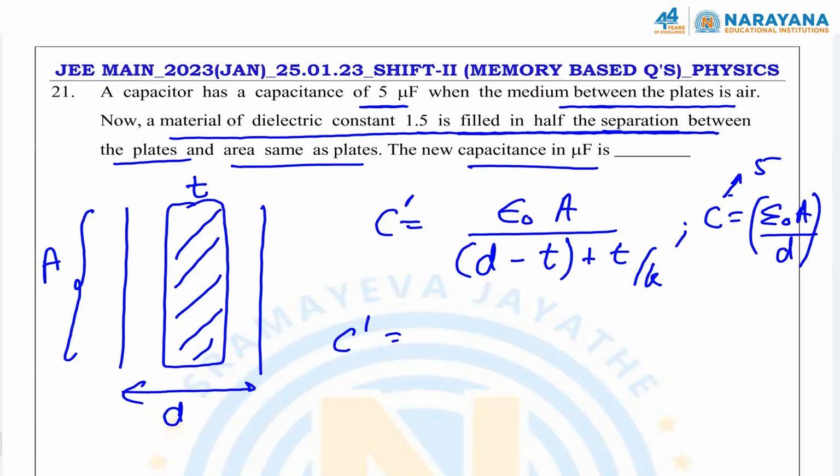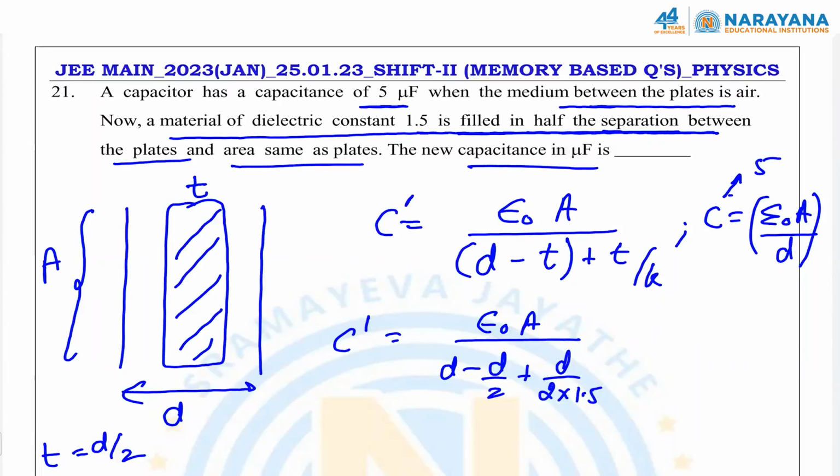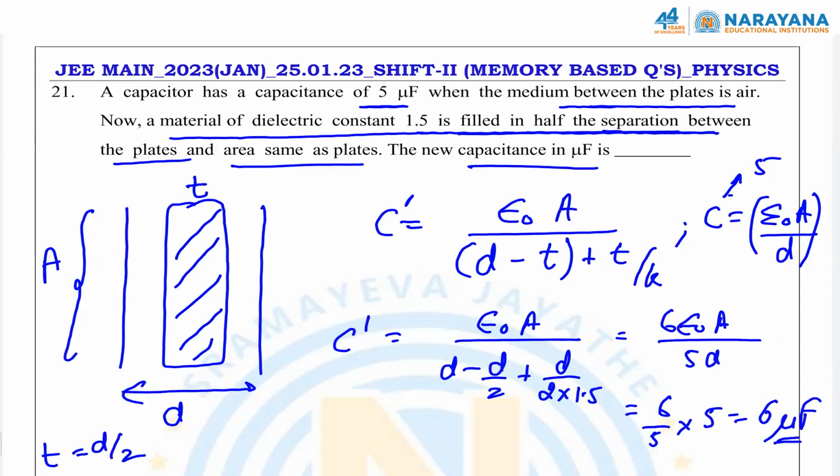We are given that it is filled in half the separation between the plates. So t is d by 2. So this is epsilon naught A over d minus d by 2 plus t is d by 2 over dielectric constant 1.5. So this is epsilon naught A over d by 2 plus d by 3. d by 2 plus d by 3 will be 5d by 6. So this is 6 by 5 times the original value. So the answer is 6 microfarad. We have to fill in 6 because the microfarad unit is already given.